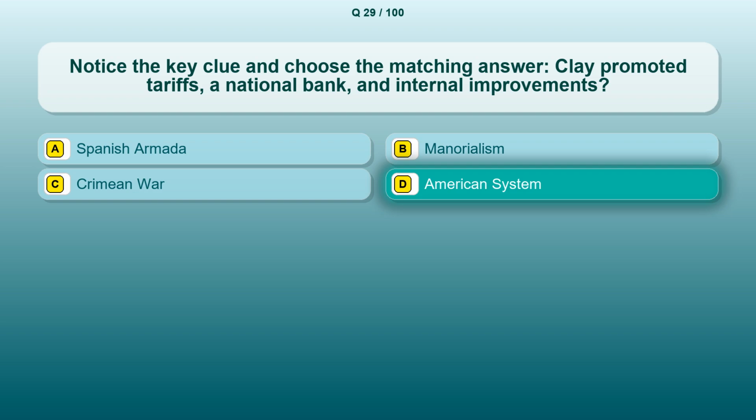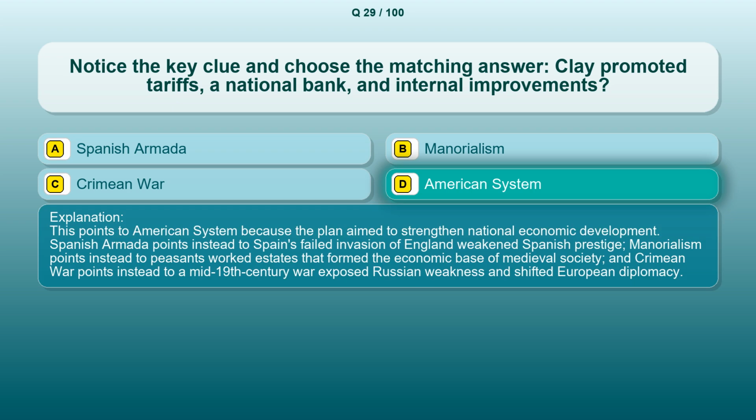The correct answer is option D, American system. This points to American system because the plan aimed to strengthen national economic development. Spanish Armada points instead to Spain's failed invasion of England weakened Spanish prestige. Manorialism points instead to peasants worked estates that formed the economic base of medieval society, and Crimean War points instead to a mid-19th century war exposed Russian weakness and shifted European diplomacy.